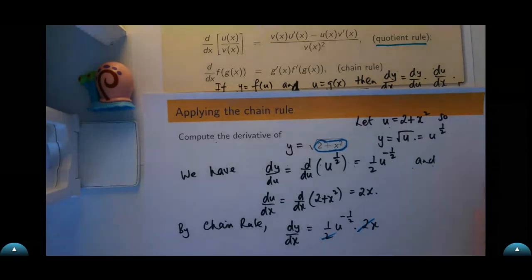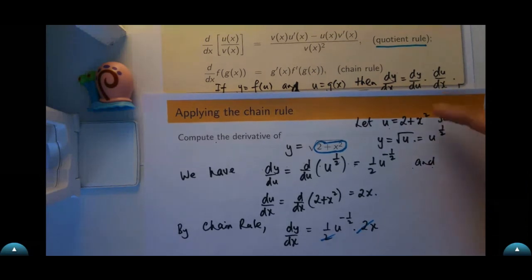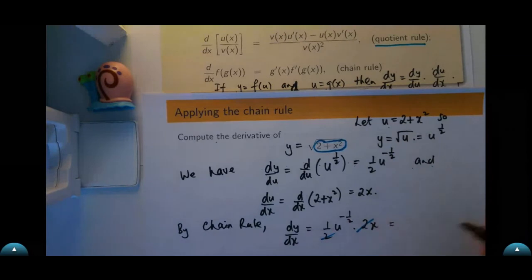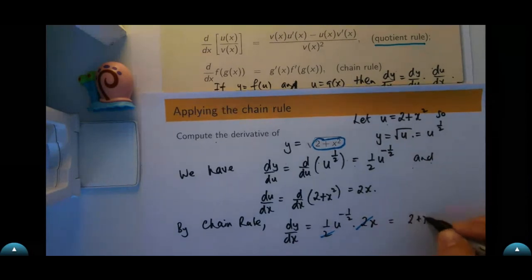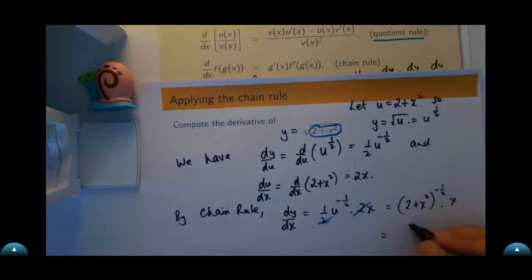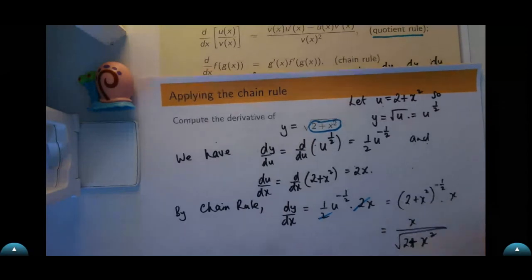Yeah, Azalea. I think we want to get everything back in terms of x. So we take the u, put it back in here with 2 plus x squared. Okay, if you want to clean that up algebraically, we can say it's just this. There you go.